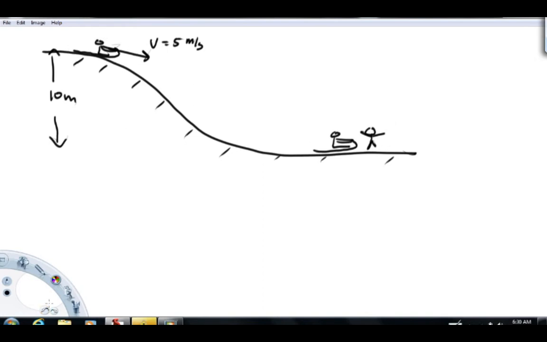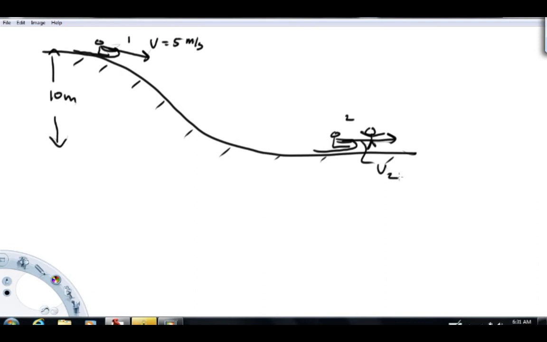So first thing we do is we label the two positions we're talking about. Here's position 1, here's position 2. There's already a velocity vector drawn in position 1. I'm going to go ahead and draw one at position 2. So at position 2, this person's moving this way with some speed that I would call V2, and we're going to go ahead and find it.